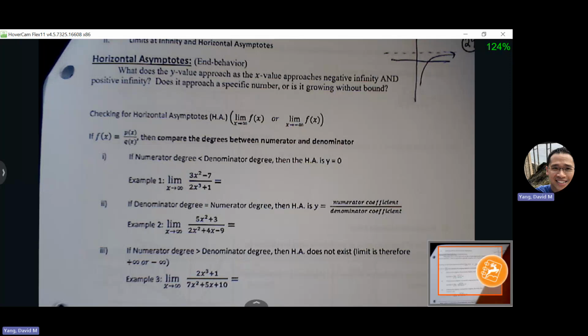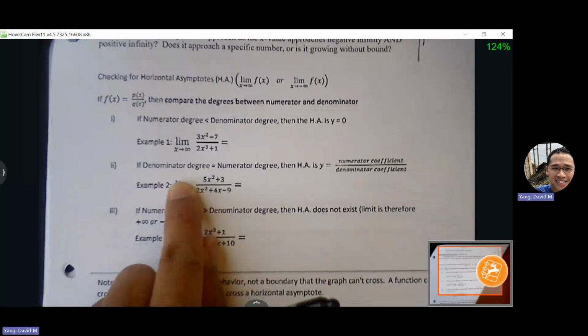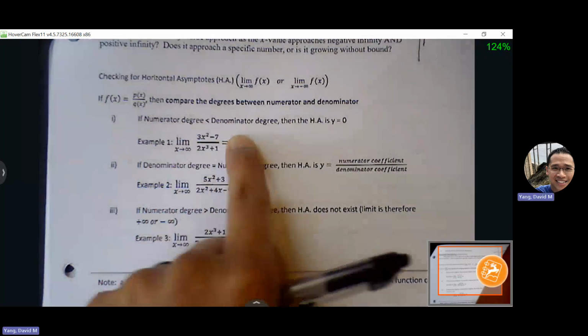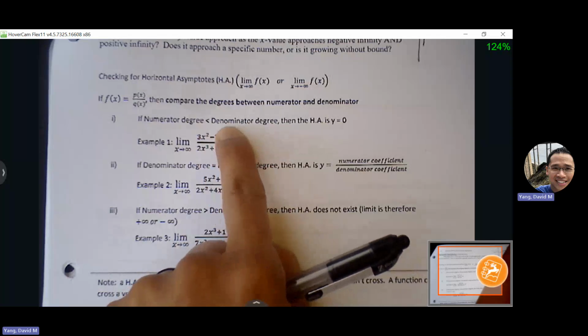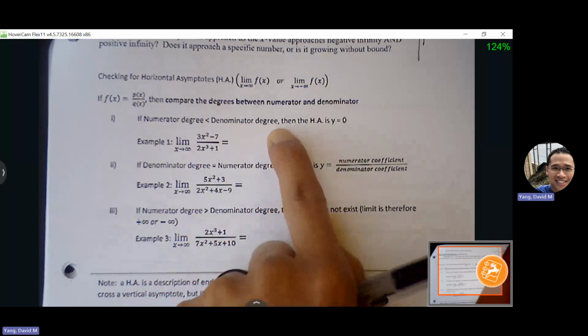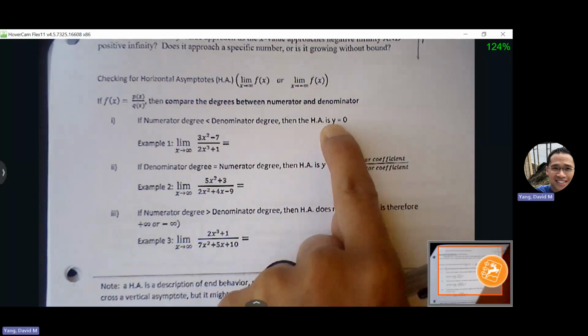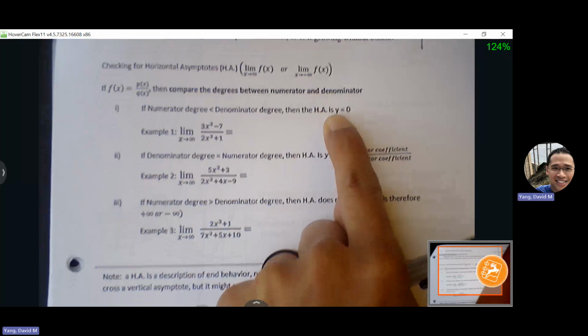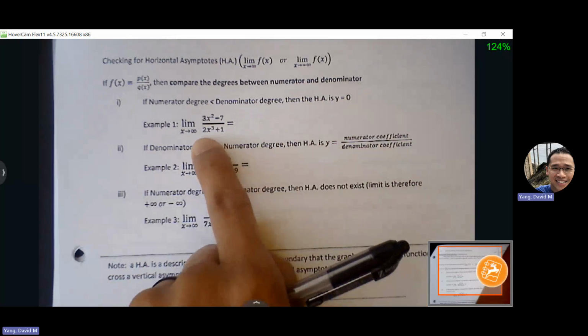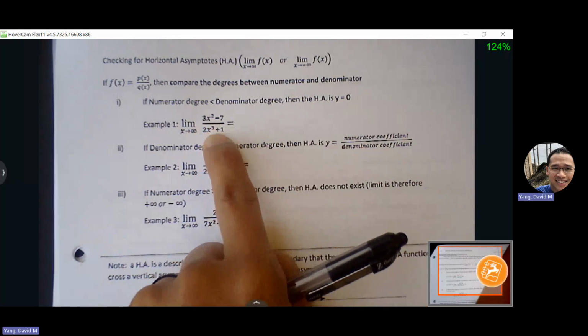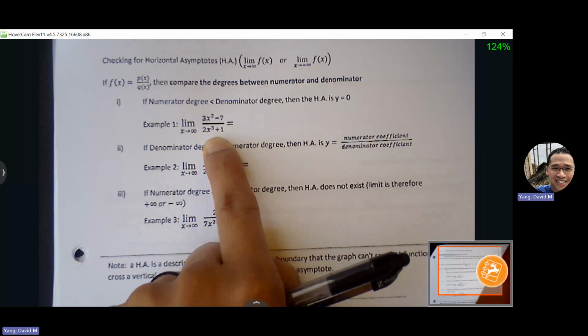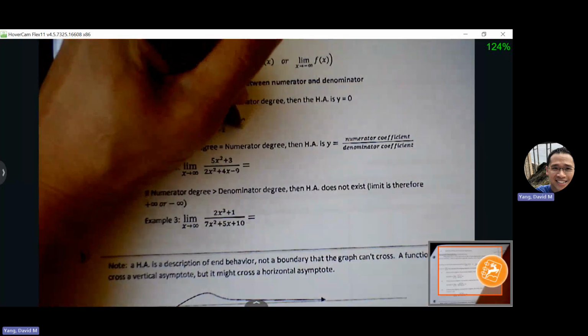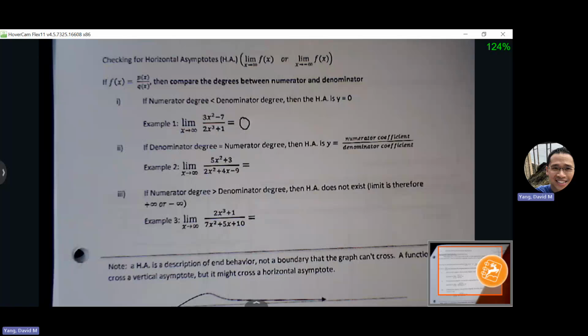Okay, so here are the three scenarios. If the numerator degree is less than the denominator degree, then our horizontal asymptote is always equal to 0. So in this case, if I have the limit as x approaches infinity of 3x squared minus 7 over 2x cubed plus 1, this is going to be equal to 0.